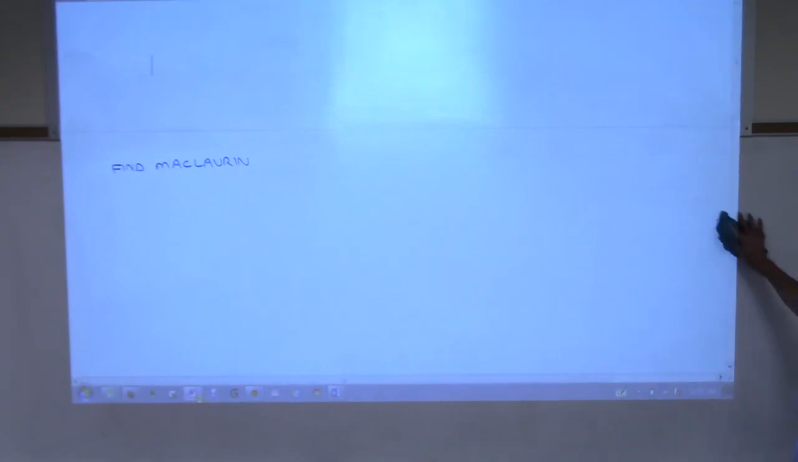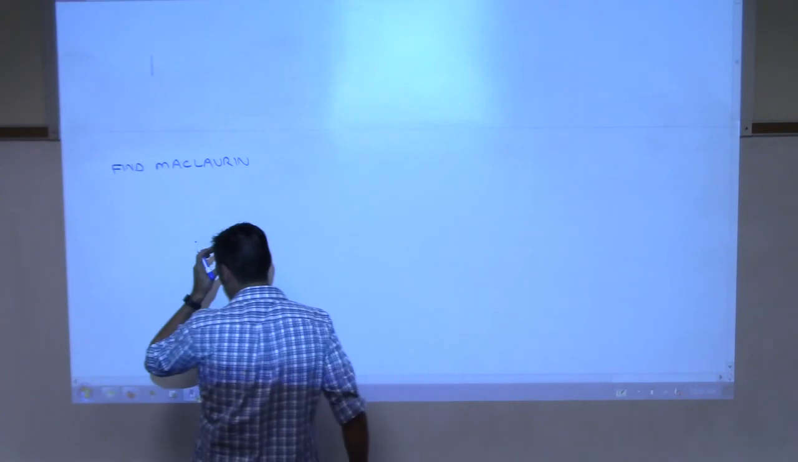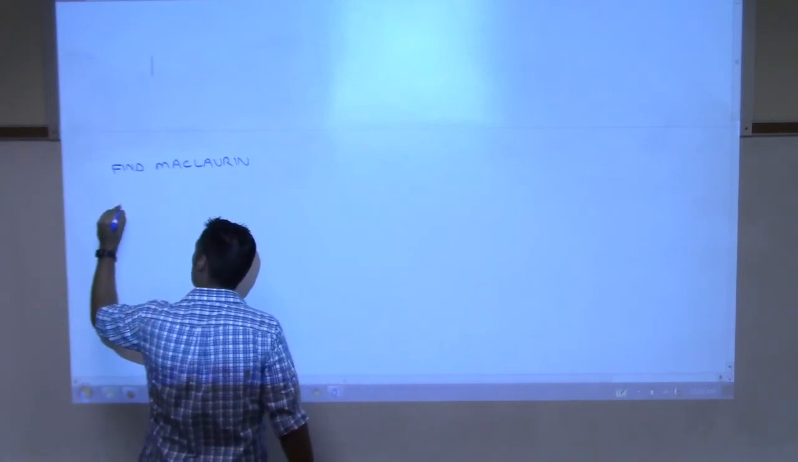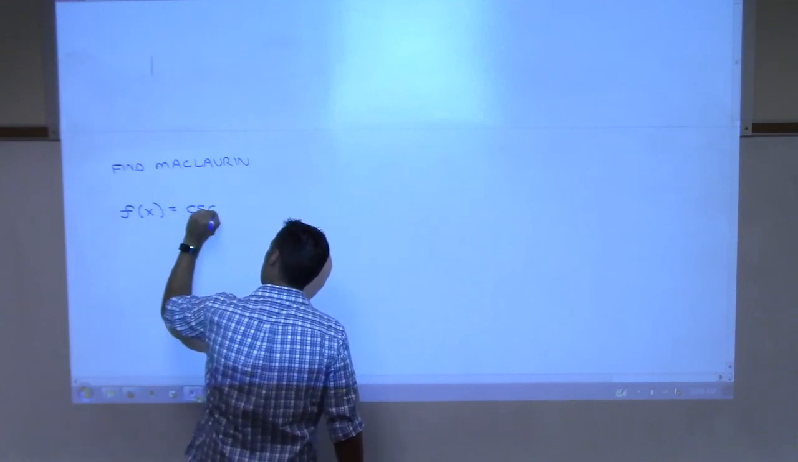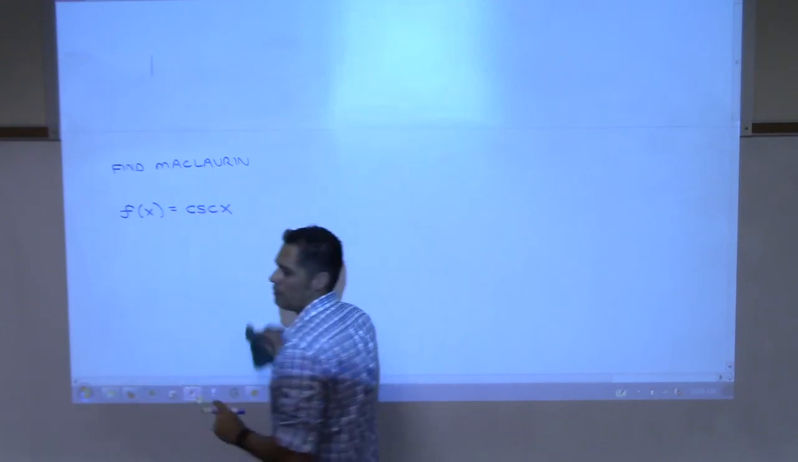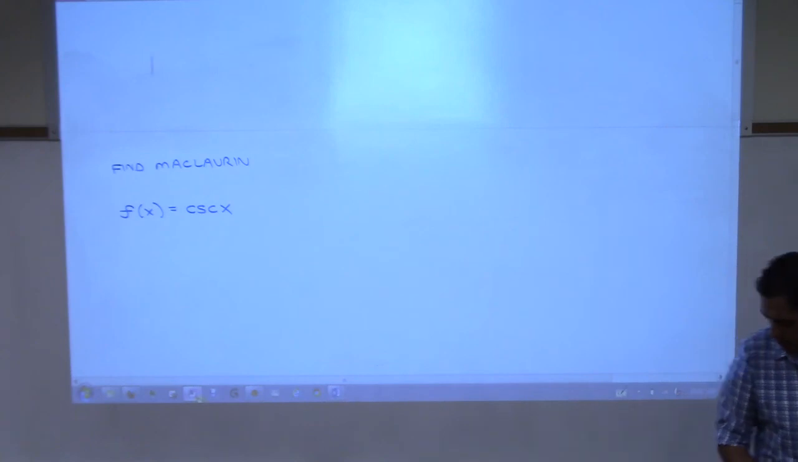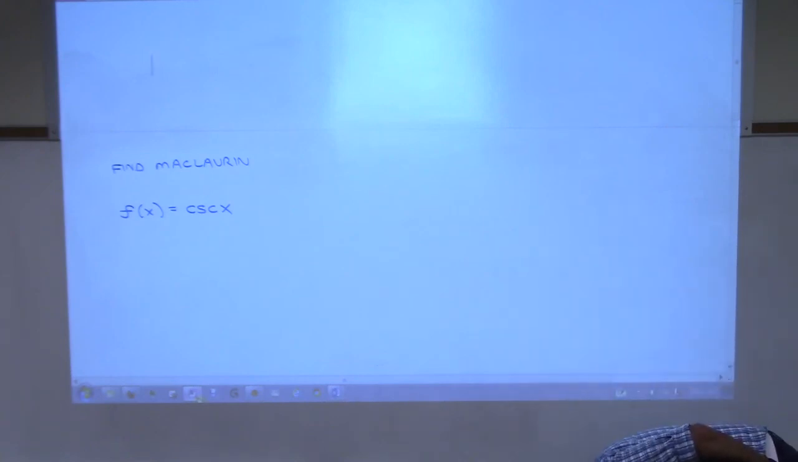Okay, find the Maclaurin series for f of x equals cosecant x. It's all right. I've been looking at it. I'm just going to slip on it and fall. Hurt myself.